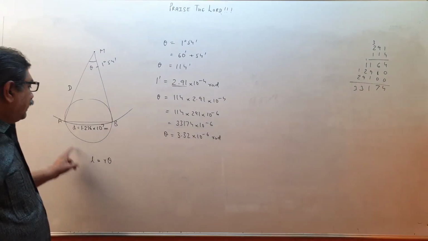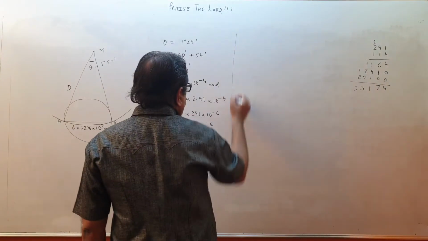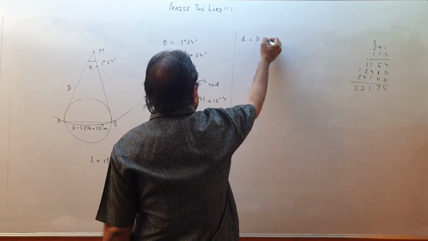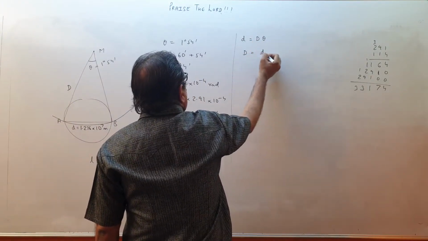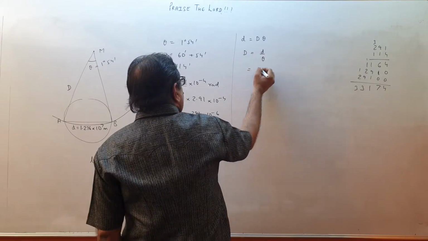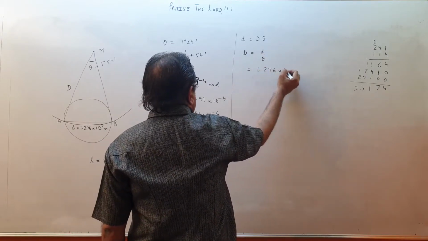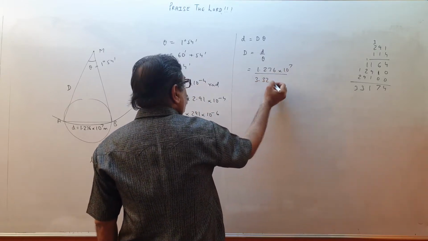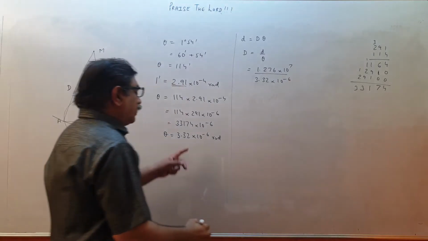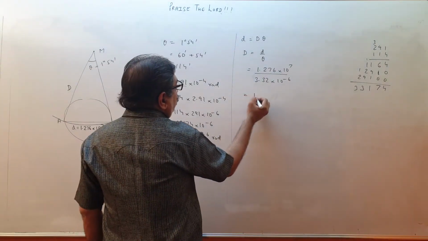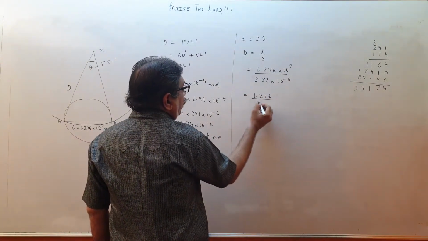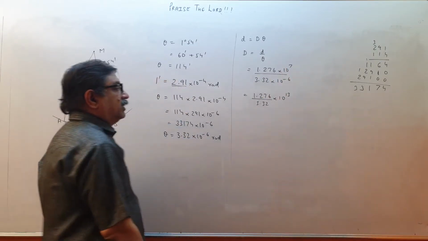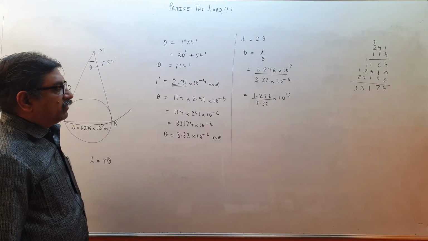Now according to this, length of arc is d. Radius means this much, d into theta. So d will be d upon theta. D is 1.276 into 10 raised to 7. Theta is 3.32 into 10 raised to minus 6. Like this. So this is 1.276 upon 3.32 into 10 raised to 13. This minus 6 goes over there. So plus. It becomes like this.